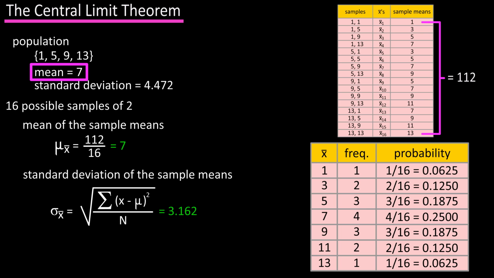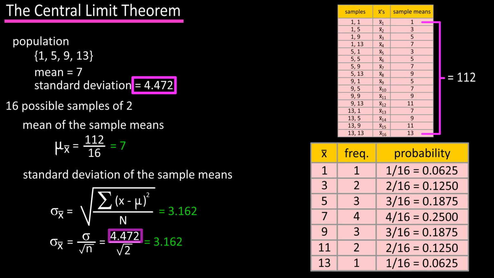And the central limit theorem stated that the standard deviation of the sample means is equal to the population standard deviation divided by the square root of n, with n being the sample size. If we check this, we have the standard deviation of the sample means equals 4.472 divided by the square root of 2, our sample size, which equals 3.162, the same we calculated above.